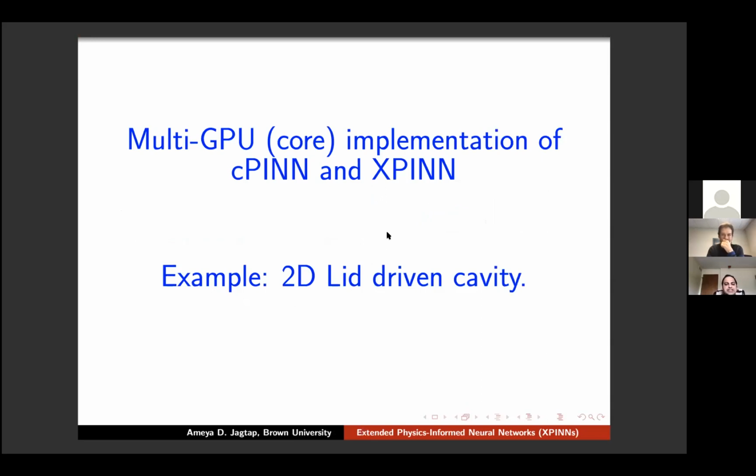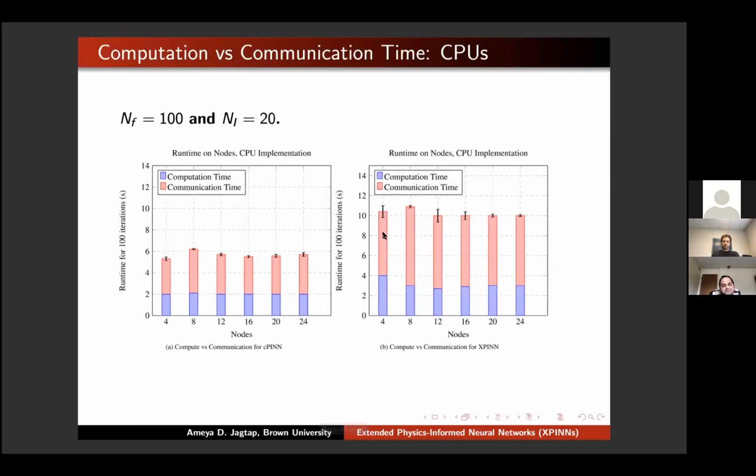So let's see the multi-GPU implementation of CPINN and XPINN. So we are actually using a 2D lid-driven cavity case here, which we discussed earlier. So that's the computation versus communication time on CPUs. So we just use 100 residual points and 20 interface points. So you can see here the computation time and communication time for CPINN, and the same for the XPINN here.